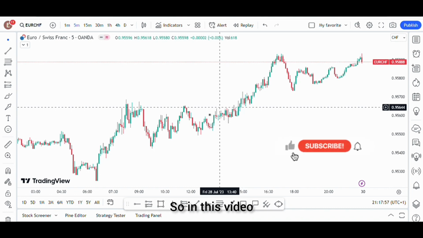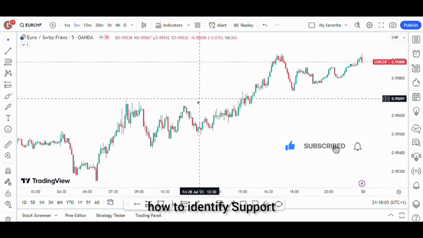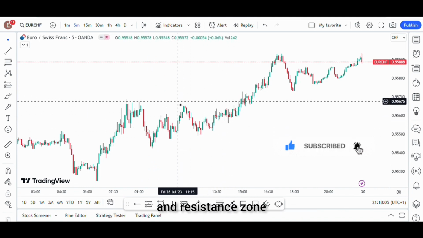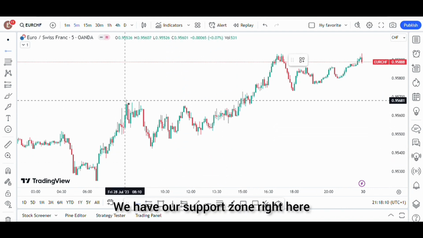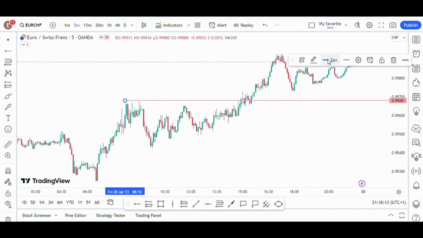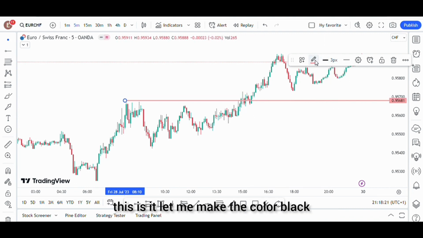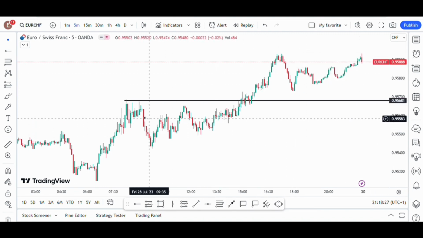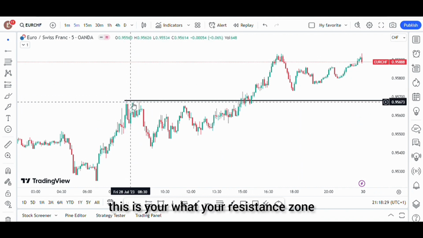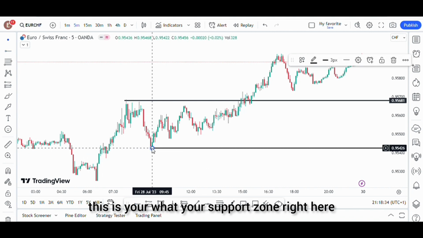So in this video I will try as much as possible to show you how to identify support and resistance zones. So right over here we have our support zone right here. Let me make this thicker. This is it. Let me make the color black. This is your resistance zone. This is your support zone right here.